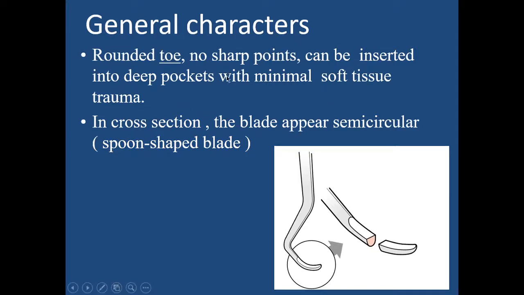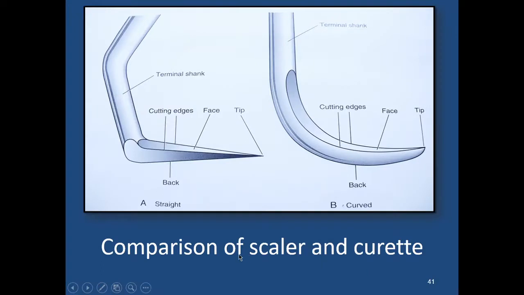So the curettes have unique characteristics. This has a round toe, not tape-like like scalers. No sharp points, it can be inserted into tooth pockets with minimal soft tissue trauma in the cross section. It is not triangular like the sickle, but a spoon-shaped blade like this. This is the comparison between the scaler and the curette.